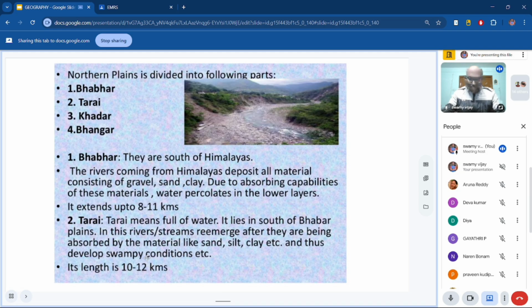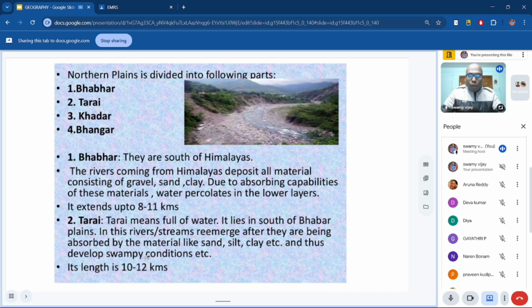Then the Northern Plains are divided into the following parts: Bhabar, Tarai, Khadar and Bangar. These are the four different plains, the agricultural land also you can call. Bhabar is south of the Himalayas. Tarai means full of water, so this land is filled with water.